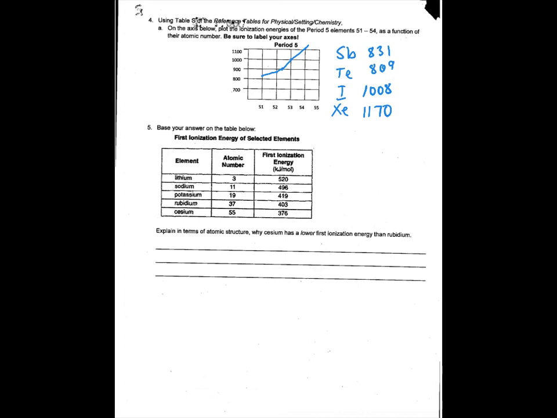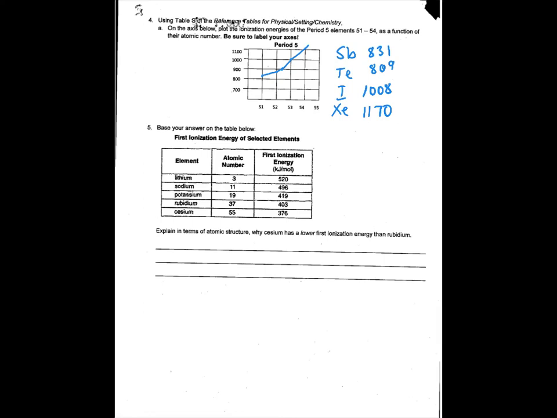Now number 5, so going back to number 4, looking as you go across the period, it does follow the trend that it does increase, plus you're going to the right side closer to fluorine, so you're getting stronger, increasing. Number 5, explain in terms of atomic structure why cesium has lower first ionization energy than rubidium.